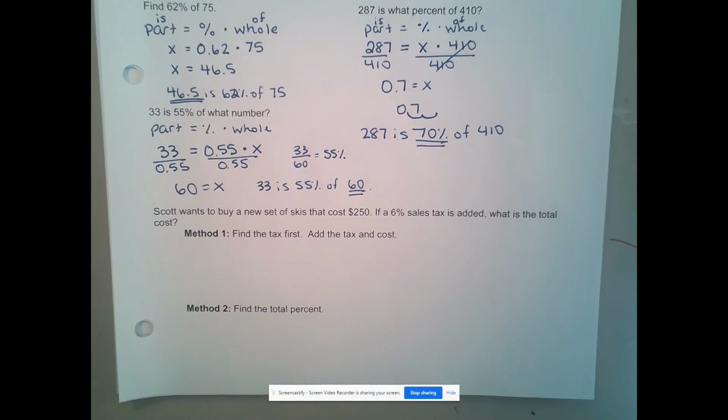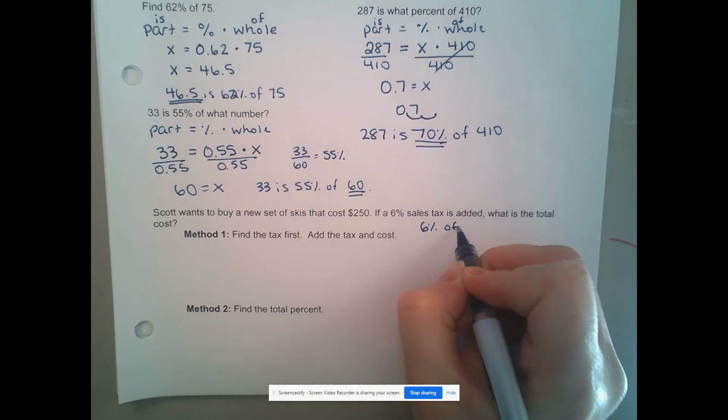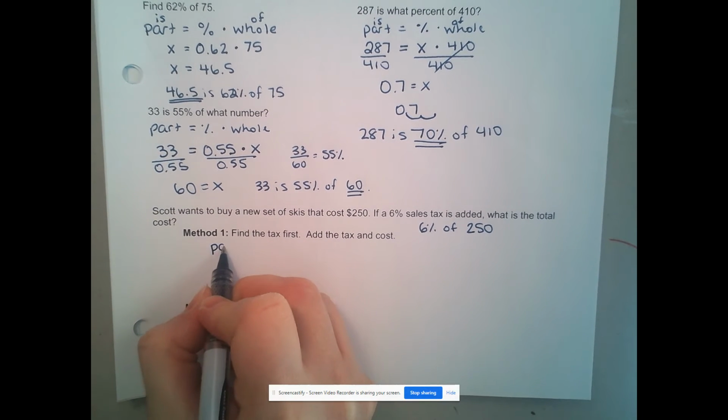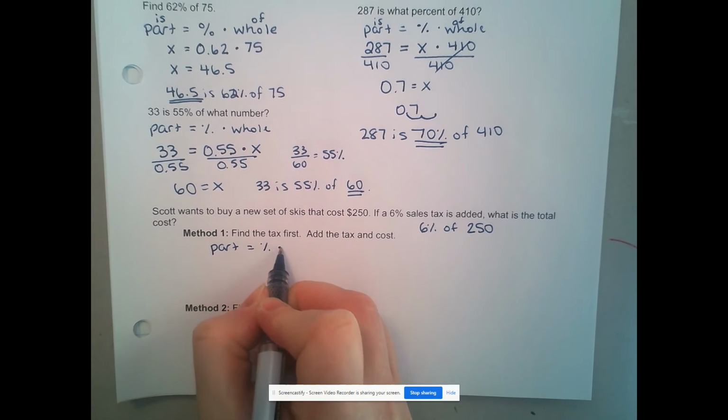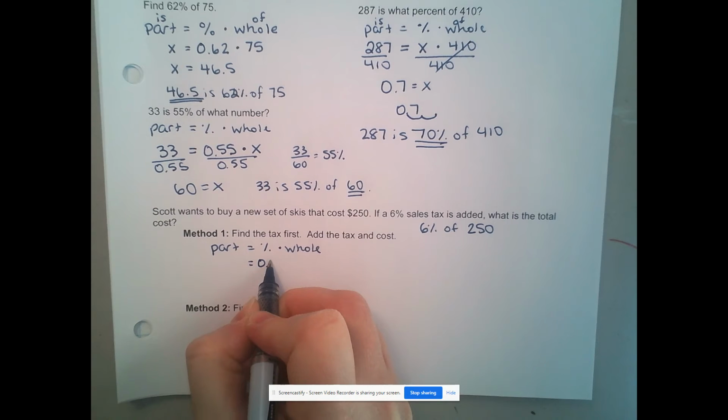Scott wants to buy a new set of skis that cost $250. If a 6% sales tax is added, what is the total cost? So the first thing we have to do is find the tax. We're finding 6% of 250. So we're like, okay, so part equals percent times whole. We know the percent is 6%. We're going to write it as 0.06.